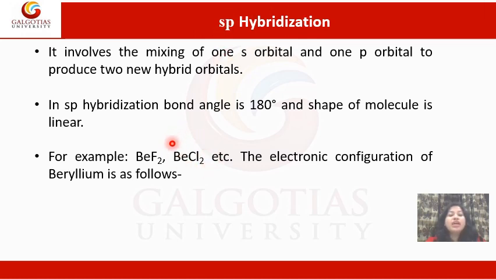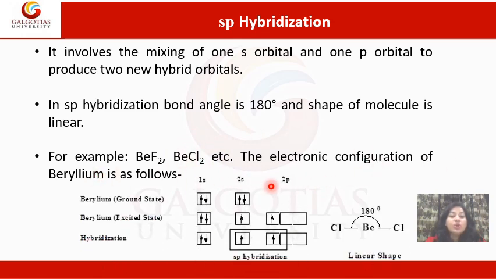Let us consider the example of beryllium chloride. The electronic configuration of beryllium is 1s2 and 2s2. This is the ground state of beryllium. Since the 2s2 orbital is fully paired, fully paired orbitals do not participate in bonding. So, in the excited state, the 2s orbital has one electron and one electron of 2s is shifted to the 2p orbital. So, hybrid orbitals are formed, that is sp hybridization, which is linear in shape having a 180-degree angle.